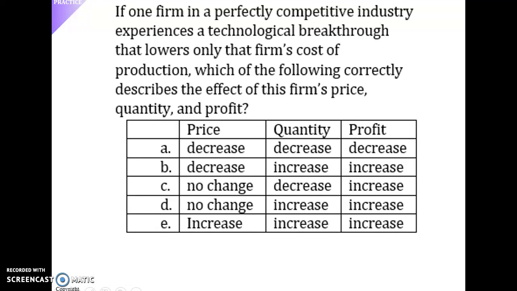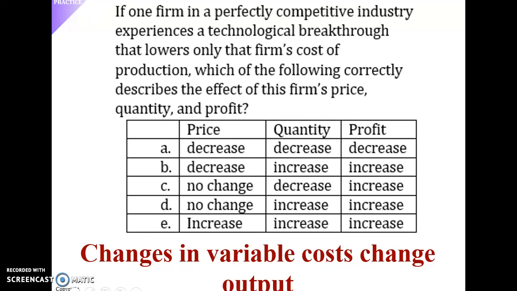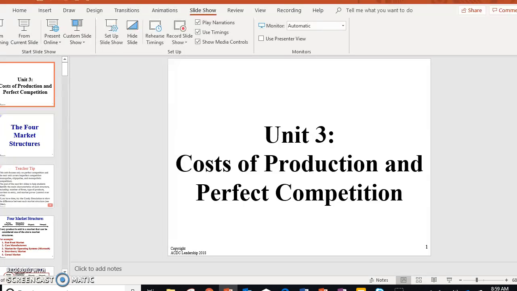I'm hoping that you recognize that because this firm is in a perfectly competitive industry, it has no impact on price, so you can eliminate A, B, and E right off the bat. So this technological breakthrough will shift the marginal cost curve of this firm to the right. And that is it.